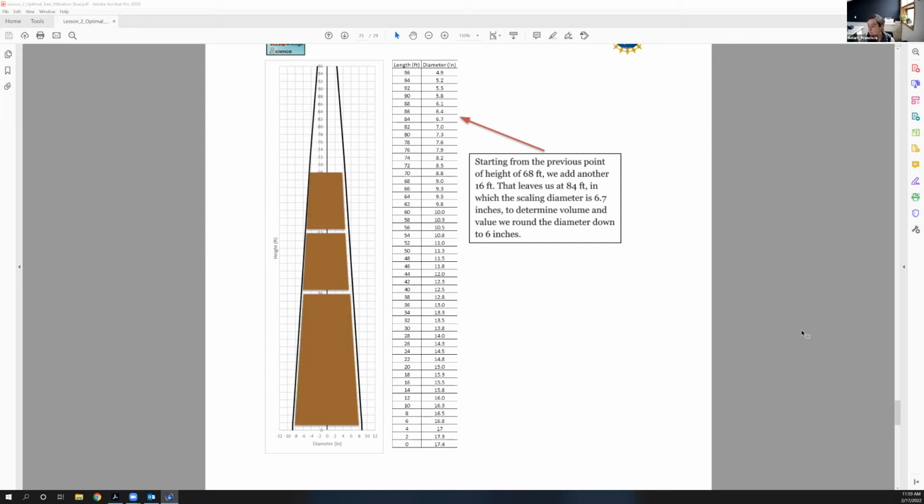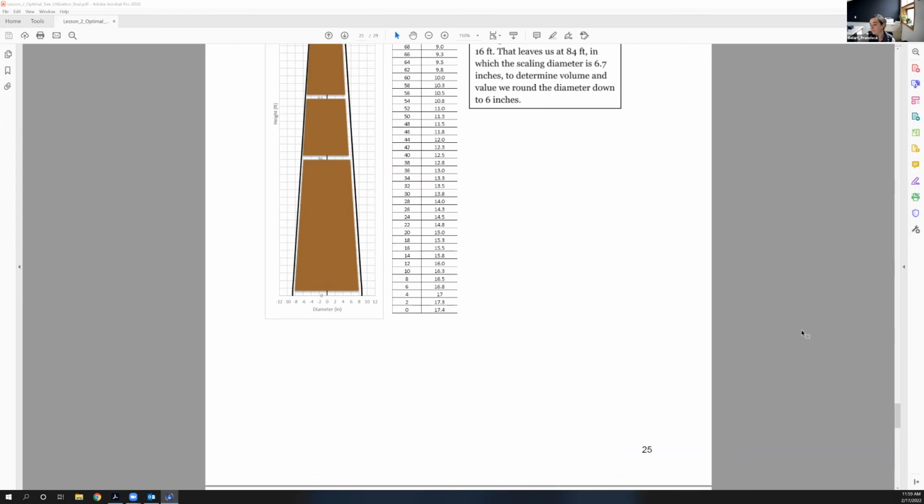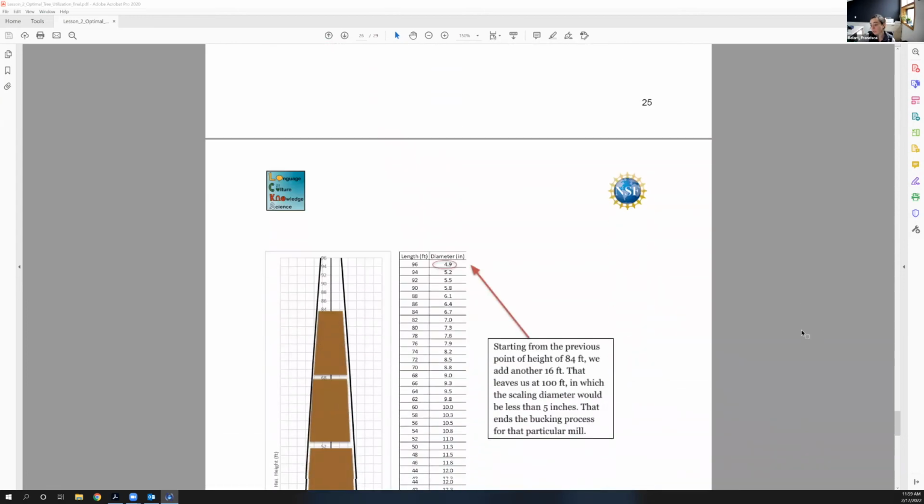Now, because the scaling diameters round down, if we have a 6.7 inches diameter, then we need to round down to 6 to determine the value, okay? So we're at 6.7, can we try another log? So we keep going up.